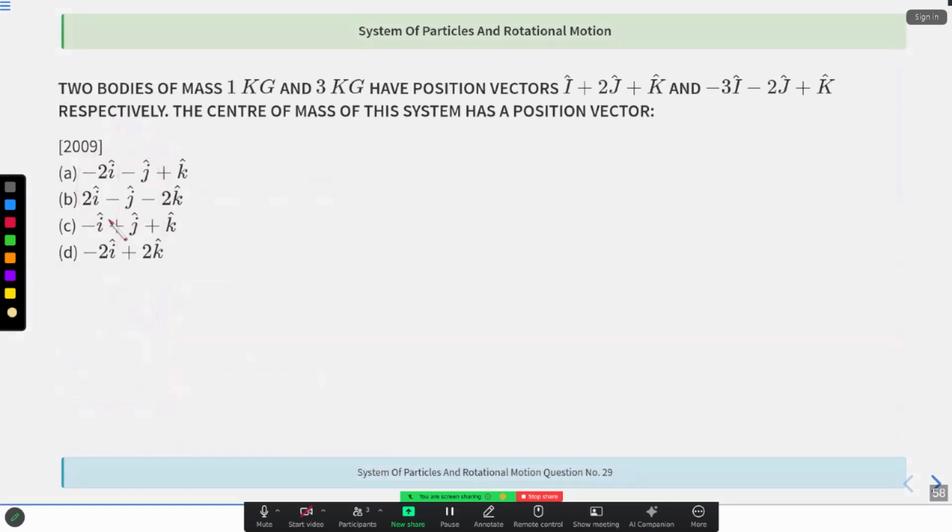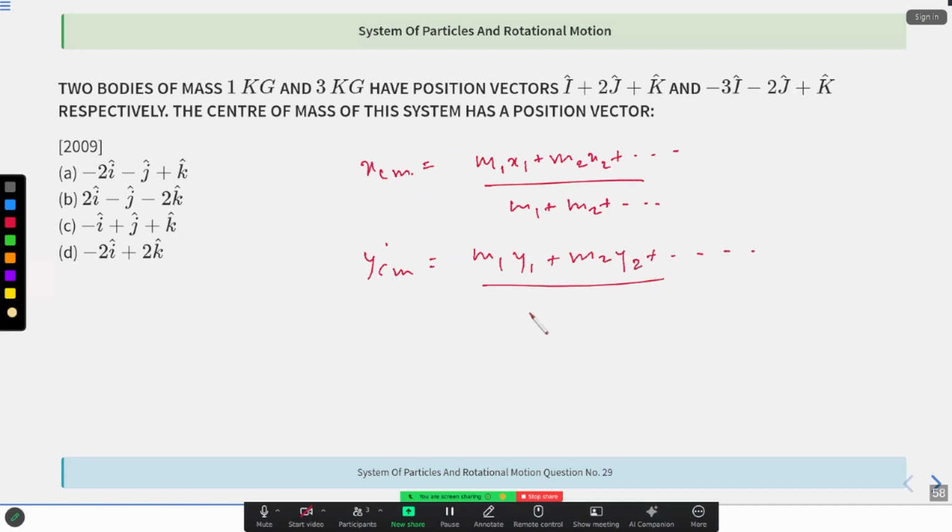Two bodies of mass 1 kg and 3 kg having position vectors i cap plus 2j cap plus k cap and minus 3i cap minus 2j cap plus 3k cap respectively, the center of mass of the system. Please recall the formula of center of mass, what I told you normally in coordinate system. Just take a moment and recall the formula. See, the formula of center of mass in coordinate system was m1x1 plus m2x2 plus so on upon m1 plus m2 plus so on, correct? Same goes for y, that is y center of mass is equals to m1y1 plus m2y2 plus so on divided by m1 plus m2 plus so on, and this is it.